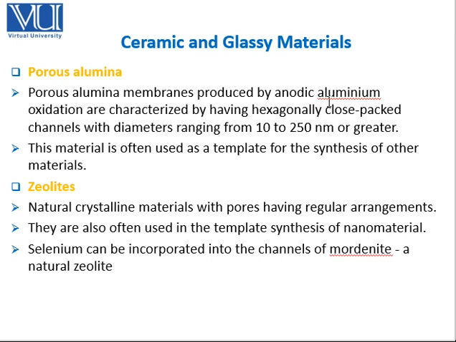Porous alumina membranes produced by anodic aluminum oxidation are characterized by having hexagonally close packed channels with diameters ranging from 10 to 250 nanometer or greater. So the porous alumina membranes are made by the oxidation of aluminium, and they are characterized by a closely packed structure with hexagonal channels. The diameter of these membranes ranges from 10 to 250 nanometer or maybe greater.